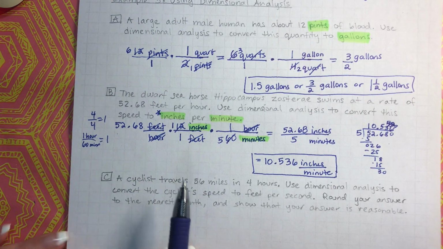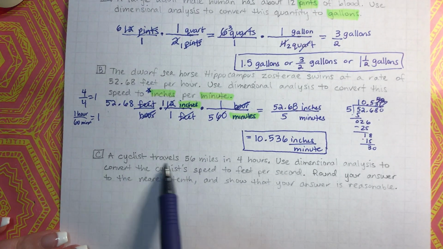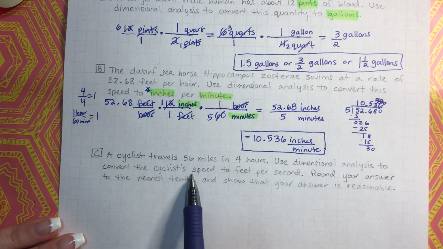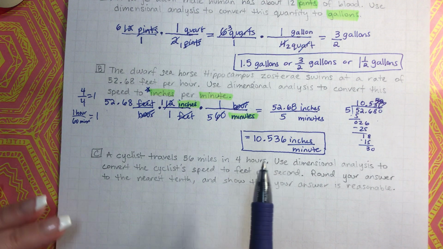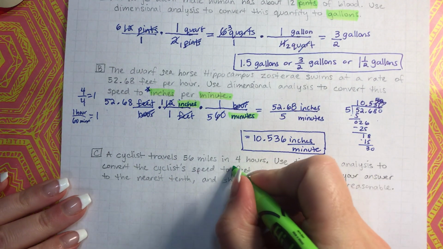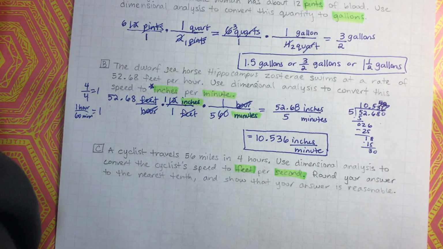Okay, let's look at C. Thank you for being patient with me. It says a cyclist travels 56 miles in 4 hours. Use dimensional analysis to convert the cyclist speed to feet per second. Okay, we need it to go to feet per second. All right.